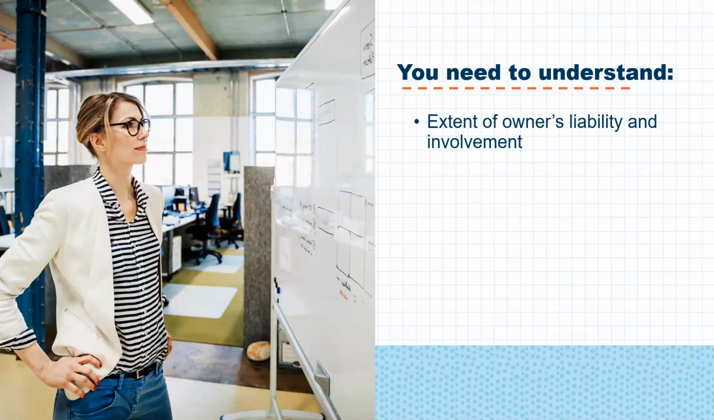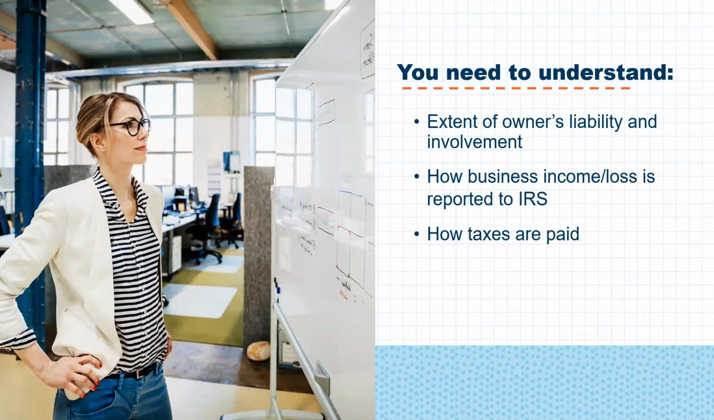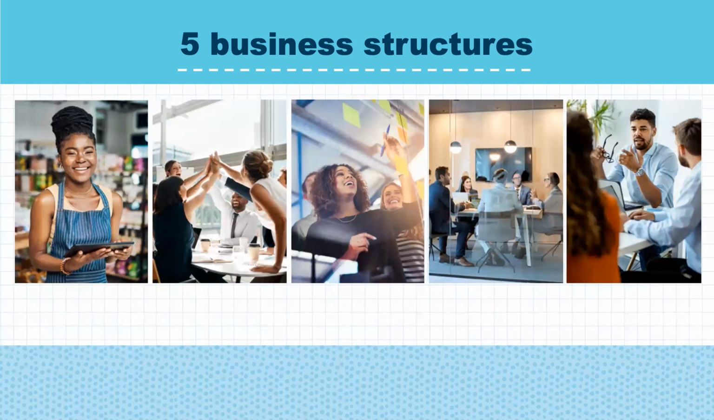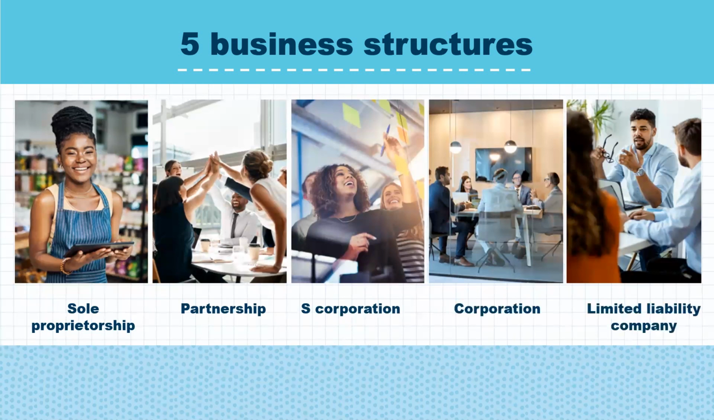It will also help you to understand how the business reports income or loss to the IRS, how the taxes are paid, and the ability of the business to accumulate capital. For our discussion today, let's start with the most commonly encountered business entities. The 5 business structures that we will be exploring further are the sole proprietorship, the partnership, the S corporation, the corporation, and the limited liability company.